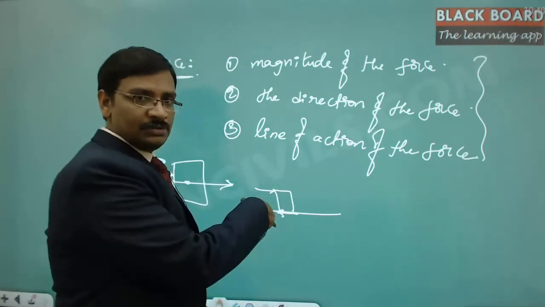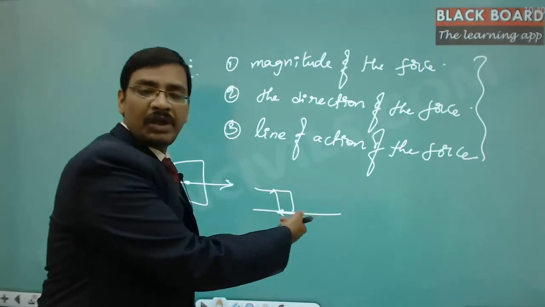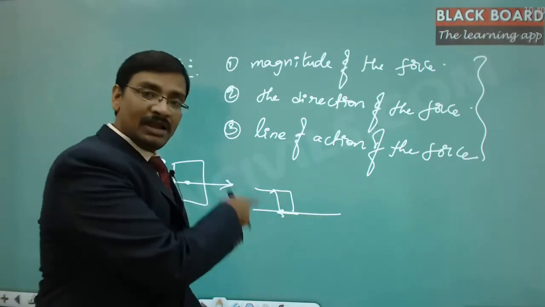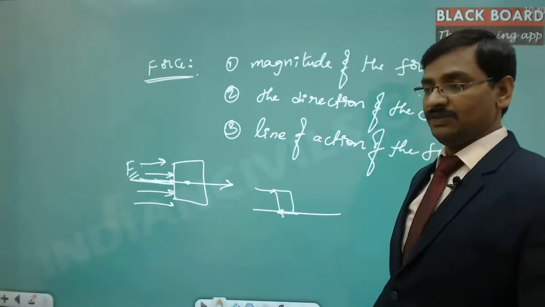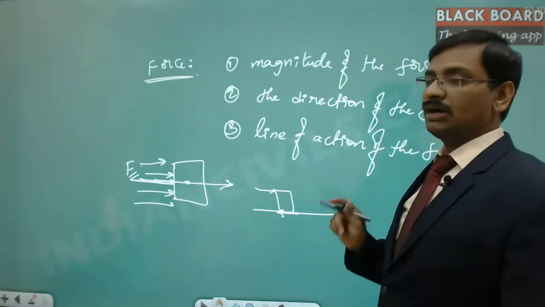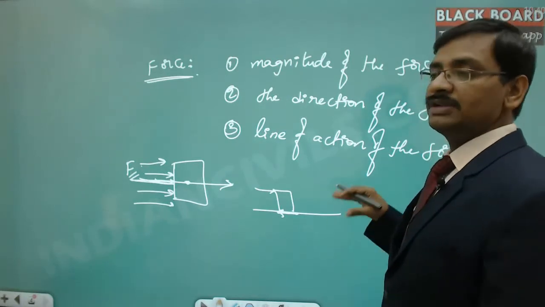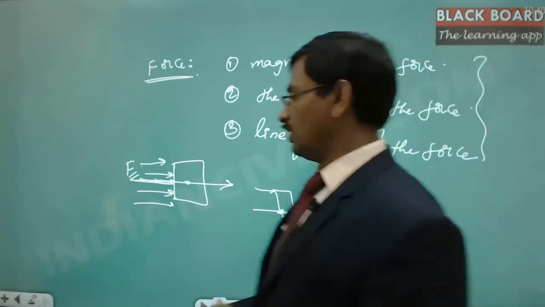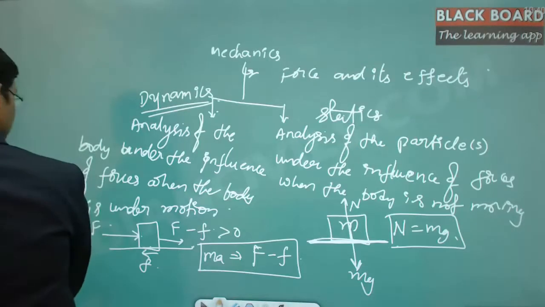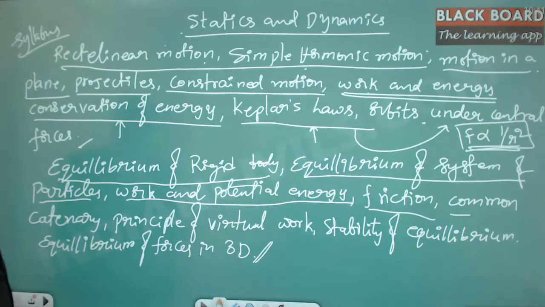But the same force, here it is causing a linear motion, but here it may cause a rotatory motion depending upon the line of action of the force, or depending upon the point of application of the force. So these are the important characteristics of the force which influence the body in different manners. Got it? So this is what we are going to analyze as part of statics and dynamics. Got it? And then common catenary.